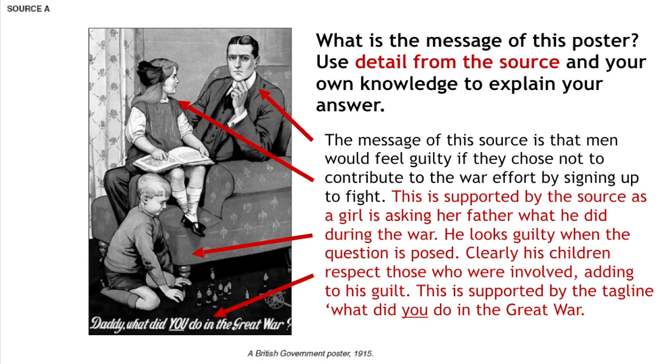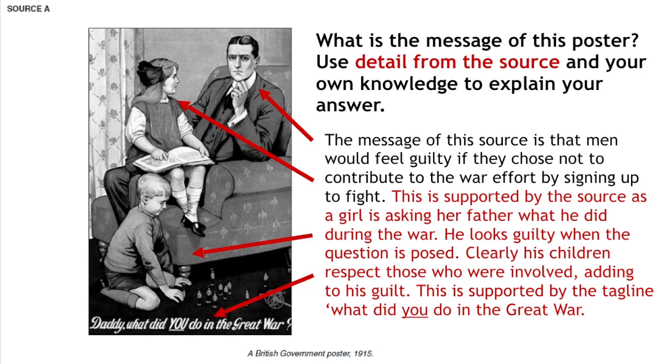So the message of the source is that men would feel guilty if they chose not to contribute to the war by signing up to fight. This is supported by the source as a girl is asking her father what he did during the war. He looks pretty guilty when the question is posed. Clearly his children respect those who were involved, adding to his guilt. This is supported by the tagline, "What did you do in the Great War?" I forgot an end quote. But yeah, make sure you include both quotes.